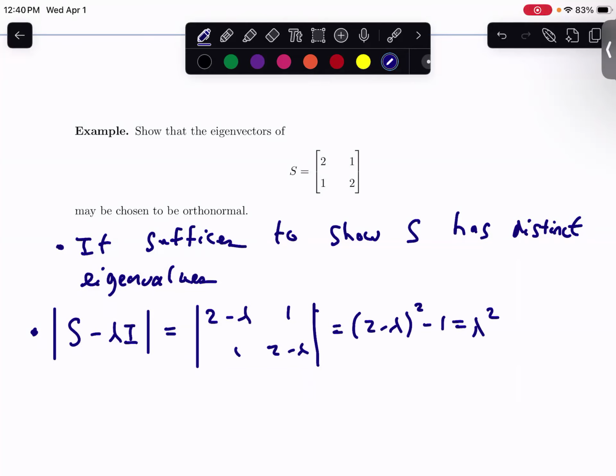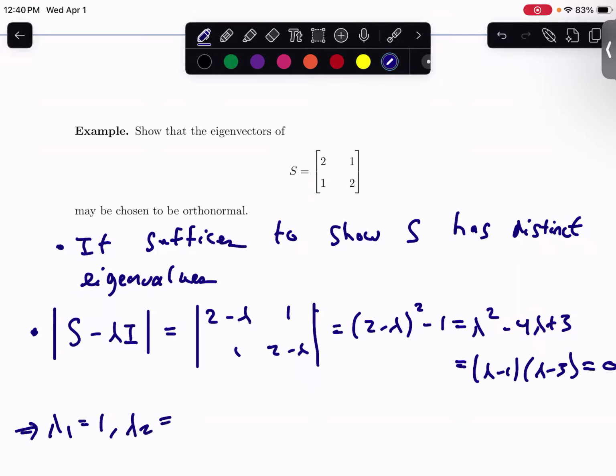And then you want to set this equal to 0 and find what the roots are going to be. So you can factor this by using the fact that -1 times -3 is equal to 3, and if you add them, you get -4. So this ends up being equal to (lambda - 1) times (lambda - 3). You set this equal to 0 and you find that lambda 1 is equal to 1, lambda 2 is equal to 3, or whatever order you want to write it in.